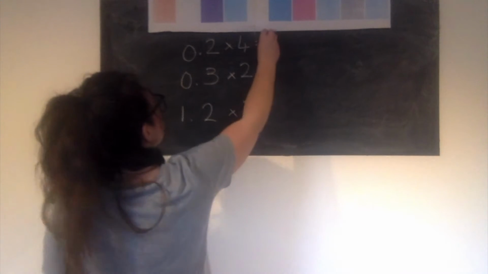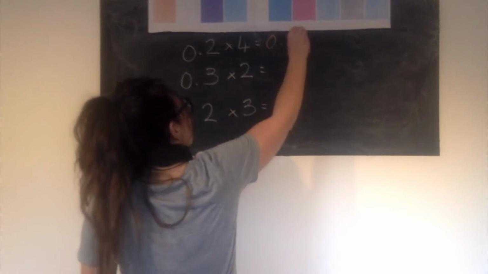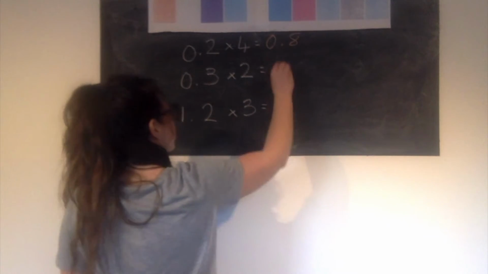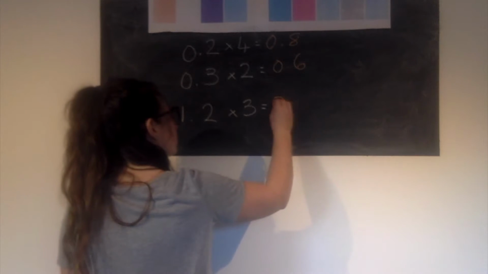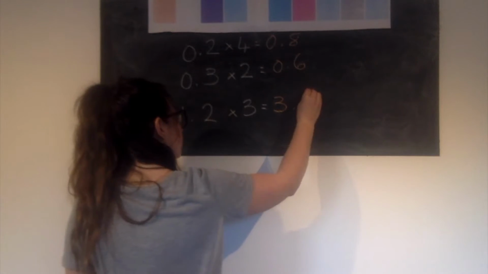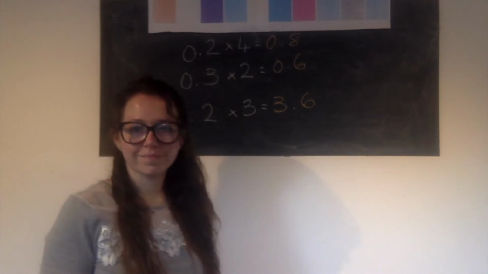So let's just go through our recap. The first one, we've got 2 tenths times 4 gives us 8 tenths, 0.8. 0.3 times 2 gives us 0.6, 6 tenths. And 1.2 times 3 gives us 3.6, 3 wholes and 6 tenths.